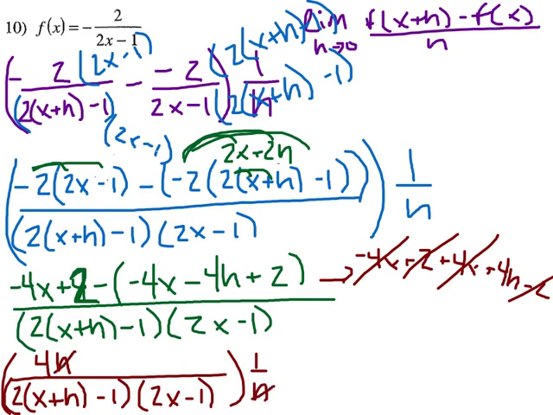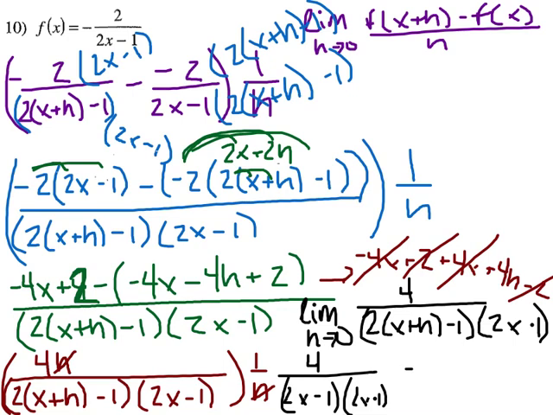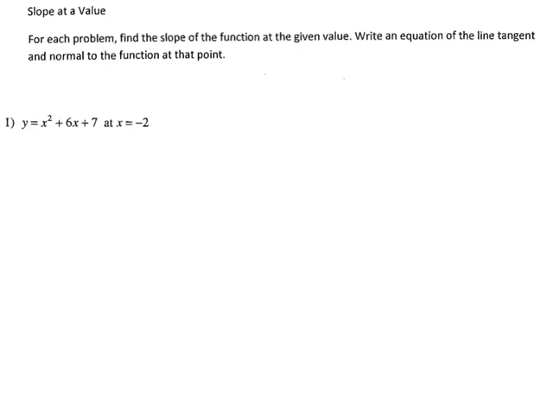Our final answer is going to be the limit as h approaches 0 of 4 over 2 times x plus h minus 1 times 2x minus 1. There's no domain errors when we plug a 0 in. So we have 4 over 2x minus 1 times 2x minus 1, and we can write that as 4 over 2x minus 1 squared.